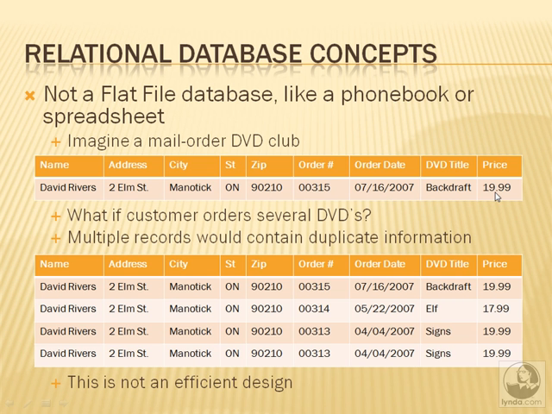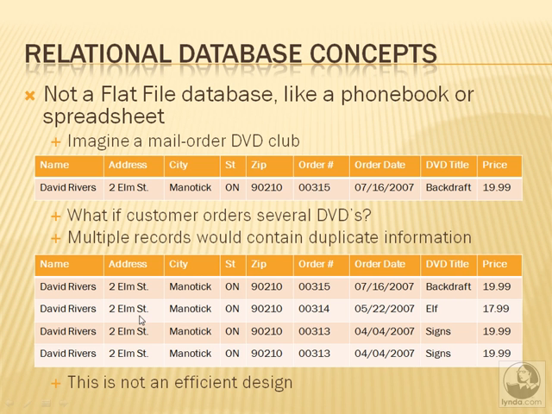Then we've got an order number for their order, the date it was ordered, there's the DVD title and the price. Now, what if a customer orders more than one DVD? Well, as a business, we hope that would happen. But what then happens in a flat file like this is we get multiple records containing duplicate information. So take a look at this table now where we see David Rivers 4 times.